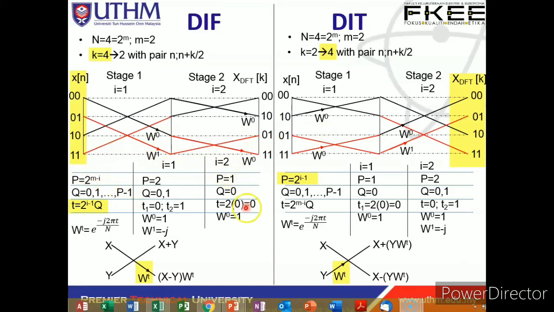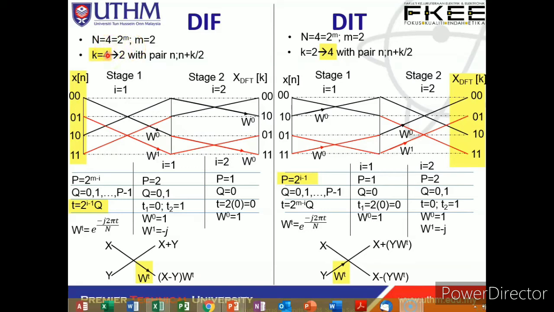This part is how we can calculate the weight. I will explain in detail after this. Alright, so this is the general label of the fast Fourier transform. Next we will see in detail.